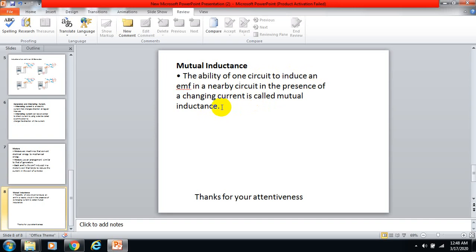There is a Faraday law regarding the mutual inductance. We will discuss it later.